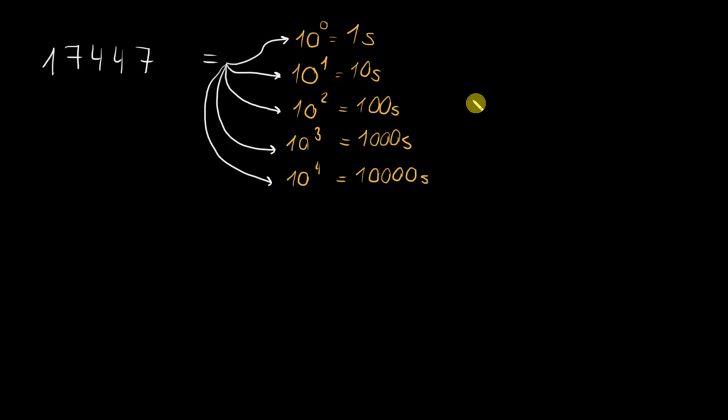Okay, so let's break this number down. Now the question is, how many ones do we have? This is the first number, and we have exactly 7. So we can write that down as 7 times 10 to the power of 0. Now I'll use a plus sign.